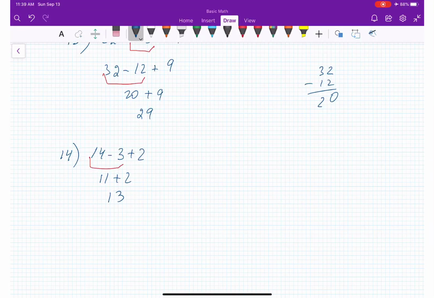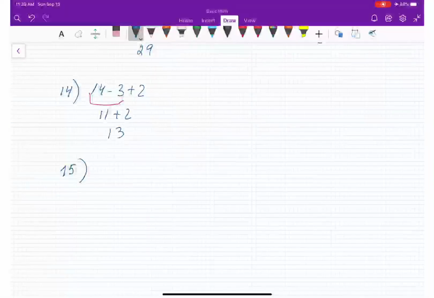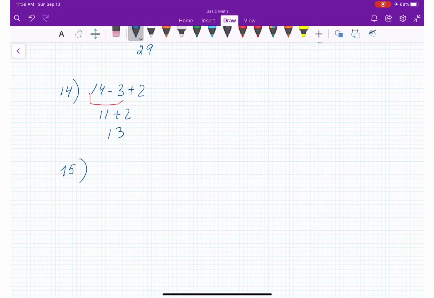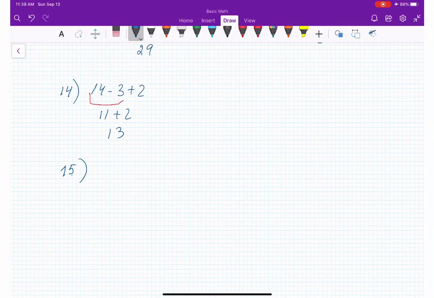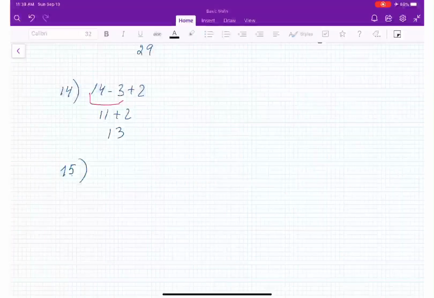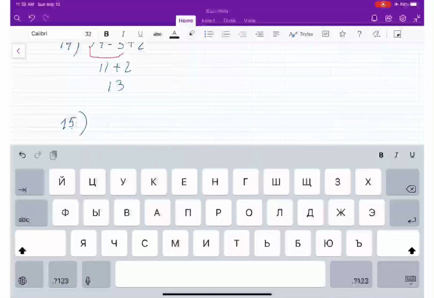Number 15. Okay, we have a word problem here. Number 15. In January 2007, I might type it. And I can type it through Siri.